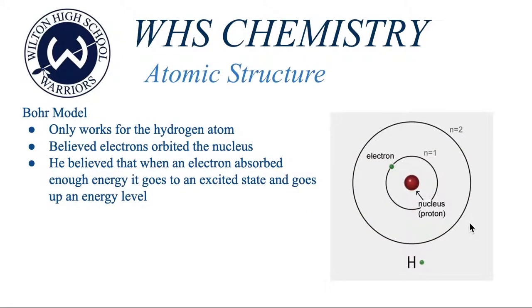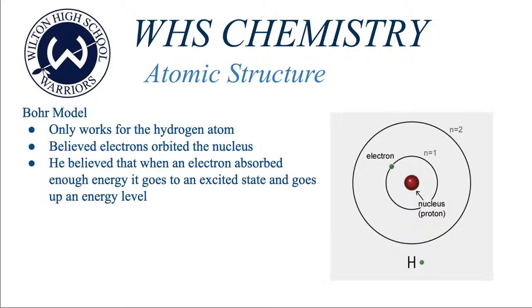Okay, so now we're going to talk about some atomic models. The first one is the Bohr model. That is a model that only works for the hydrogen atom. Niels Bohr, who invented this model, believed that the electrons orbit around the nucleus like planets orbit around the sun. Except after looking at other atoms other than hydrogen, he found that that doesn't really work for the other atoms. He also believed that when an electron absorbed energy, it goes to an excited state and goes up in energy level, which is actually pretty correct.